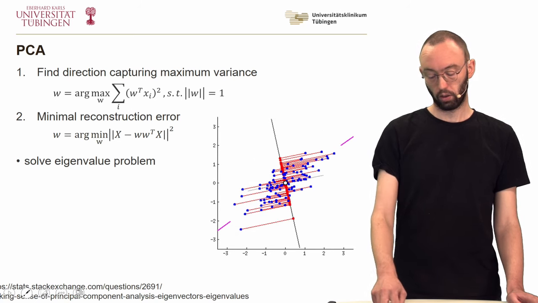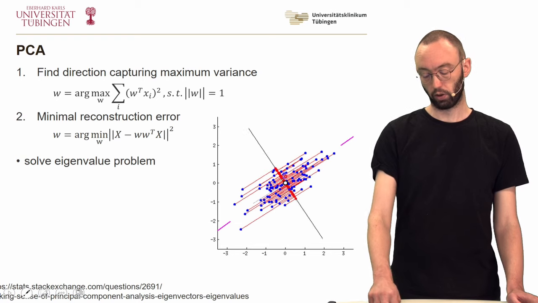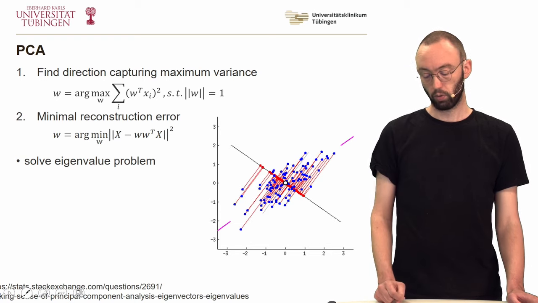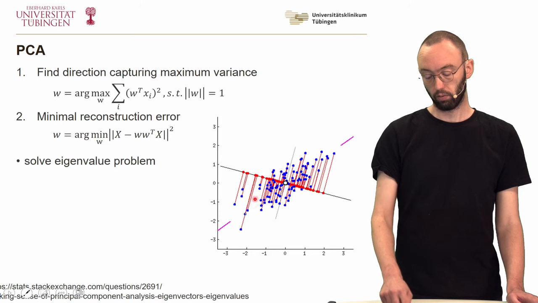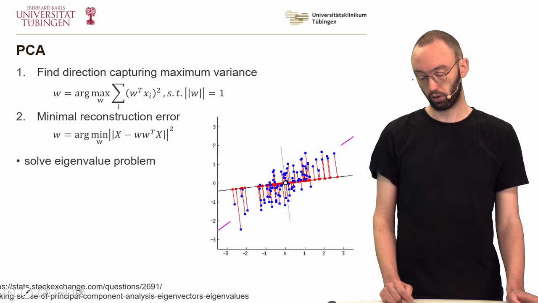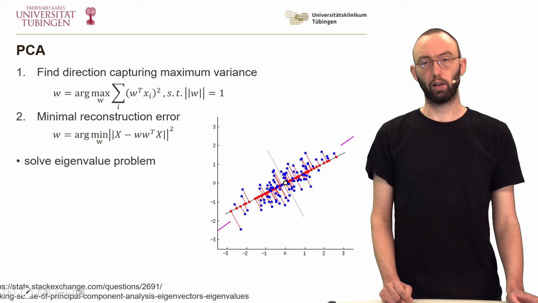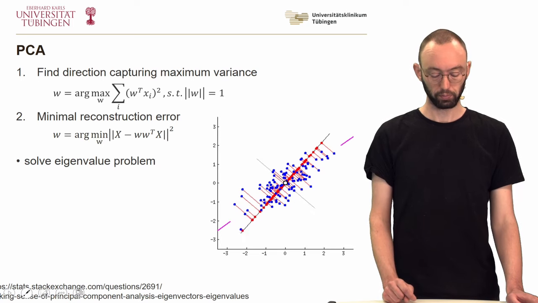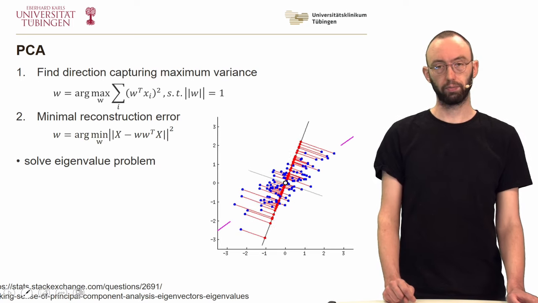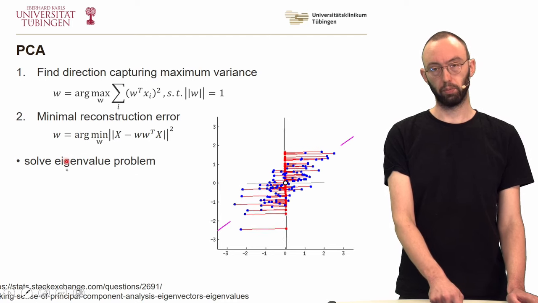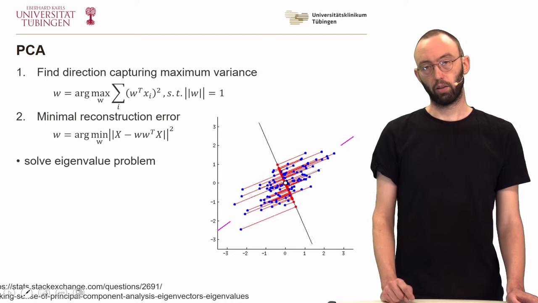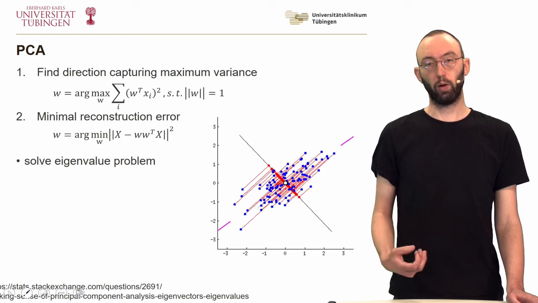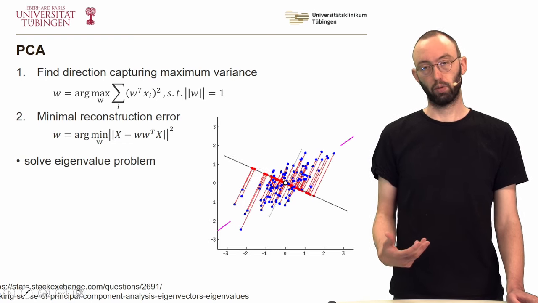So in this case, the total length of all these red lines is maximum, while when we wait until the line has reached this direction, the total length of all these red lines is minimal. To find that direction, we solve an eigenvalue problem. And then we can do that in an iterative way and also find multiple principal components.